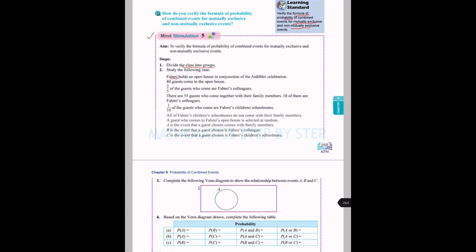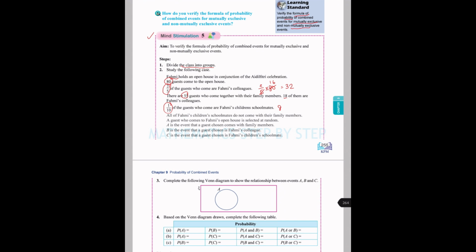Fahmi holds an open house in conjunction of the Aidilfitri celebration. 80 guests come to the open house. 2/5 of the guests who come are Fahmi's colleagues. Okay, so 2/5 out of 80, so 32 of them. There are 55 guests who come together with their family members. 18 of them are Fahmi's colleagues. So 1/10 of the guests who come are Fahmi's children's schoolmates, so 8 of them. All of Fahmi's children's schoolmates do not come with their family members.